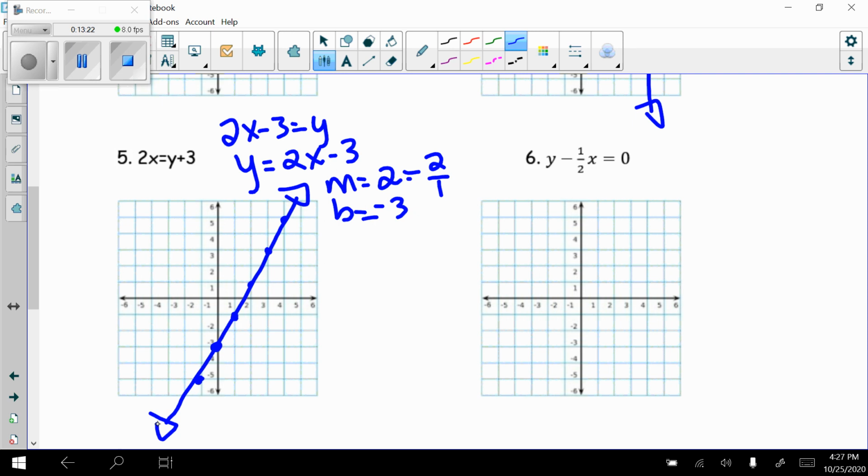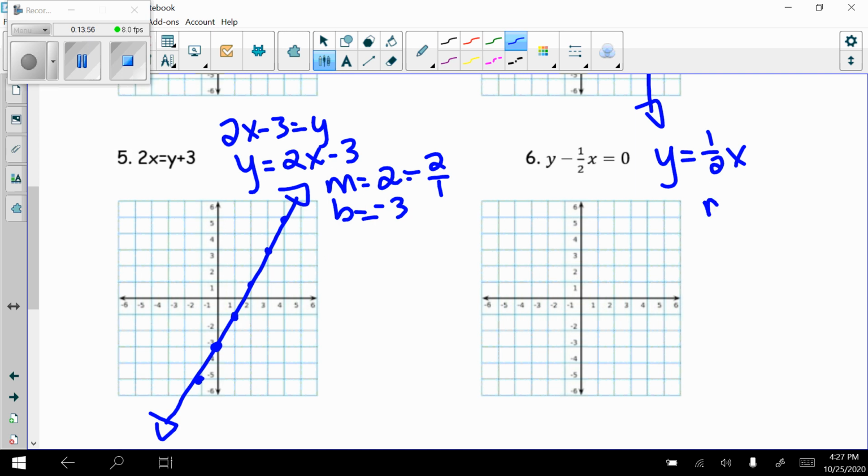Number 6, y minus 1/2 x equals 0. Again, I notice that x and y are on the same side of the equation, but the constant that they equal is 0. So I want to go ahead and put this in slope-intercept form. Again, get the y by itself. So I need to move the 1/2 x to the other side. It's a negative 1/2 x, so in order to get it to the other side, I would add it. So this would become y equals 1/2 x.